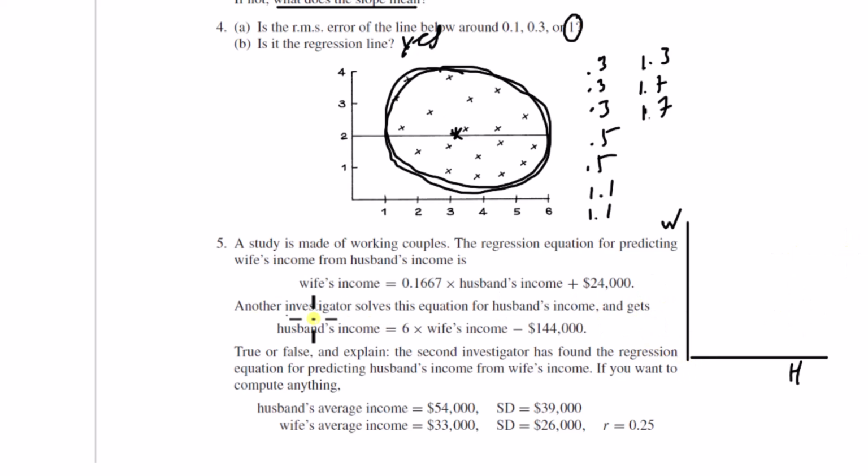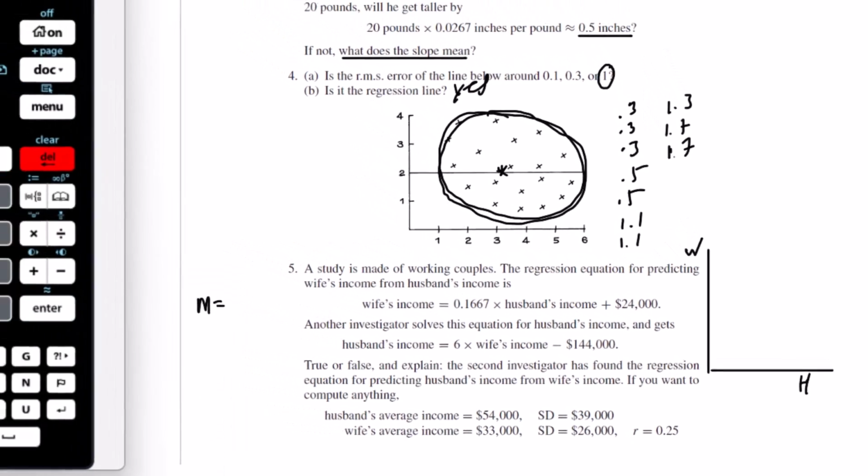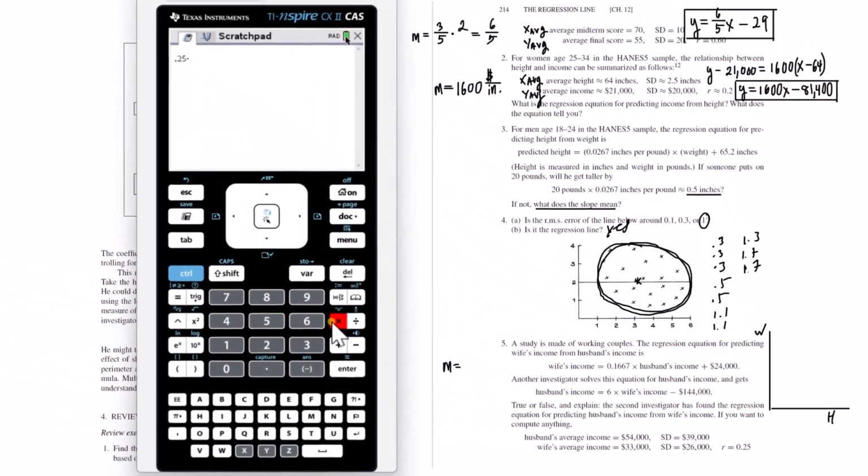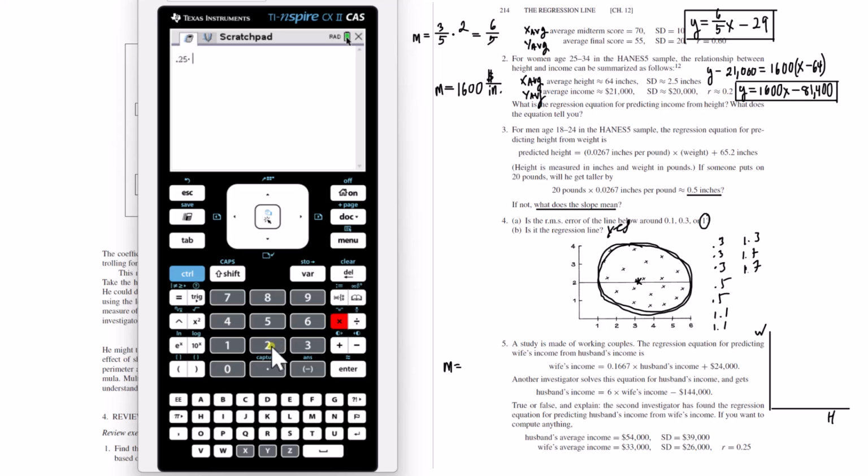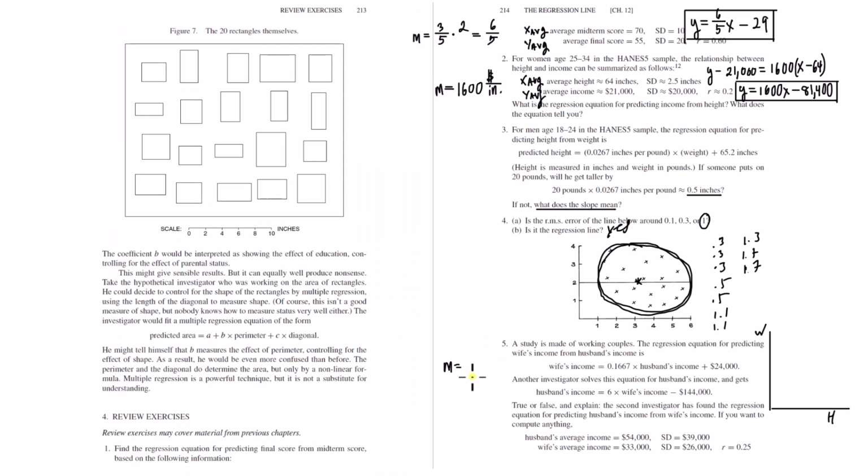Well, we know that if we are treating the horizontal axis as independent and the vertical axis as dependent, then the slope is r sigma y over sigma x. So r 0.25 times sigma y, which is the wife's income, over sigma x, 26, the husband's, gives 0.167. So that checks out. The slope checks out.